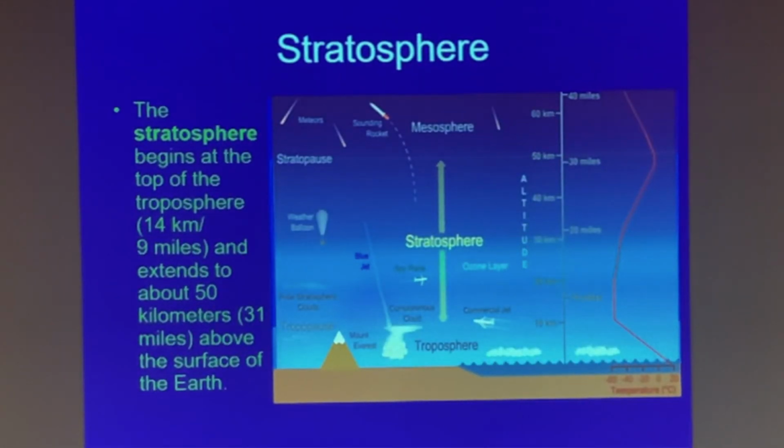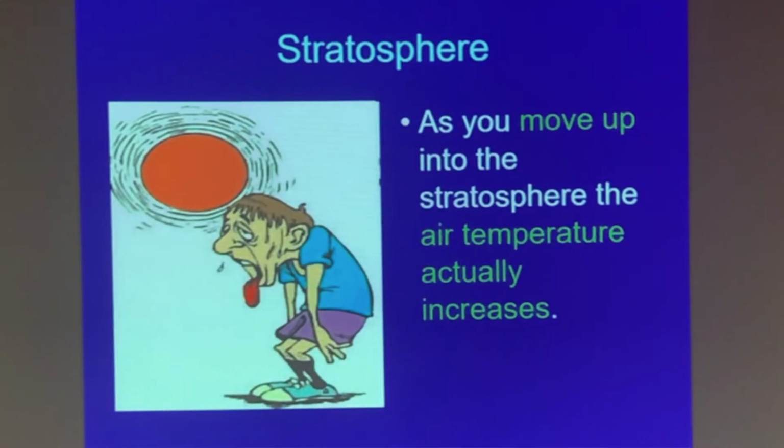Stratosphere. The stratosphere begins at the top of the troposphere, about 14 kilometers, about 9 miles, and extends to about 50 kilometers, about 31 miles above the Earth's surface. As you move up into the stratosphere, the temperature of the air actually increases. Well, that's weird. As it goes up, it gets hotter and hotter in the stratosphere.